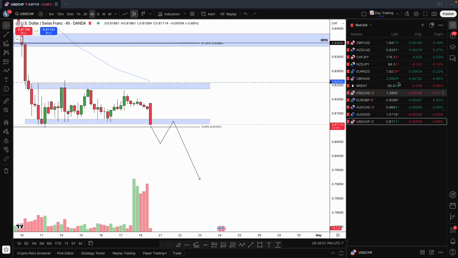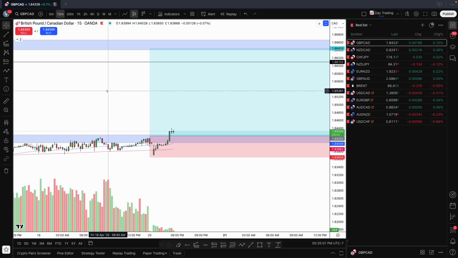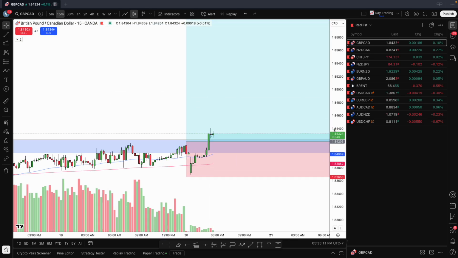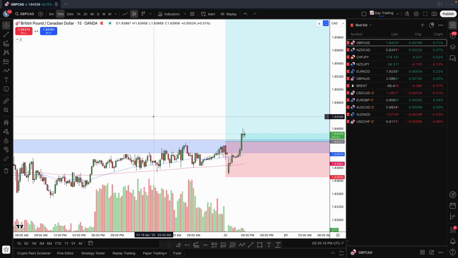So these were my trades for this week. This one right over here, GBP CAD, is one of my favorite trades, probably my best setup for this week. As we can see, the 15-minute has now shown signs of rejection. It's just going to make a higher low somewhere over here and then another higher high. So I'm going to be keeping my eye out on this trade this entire session.